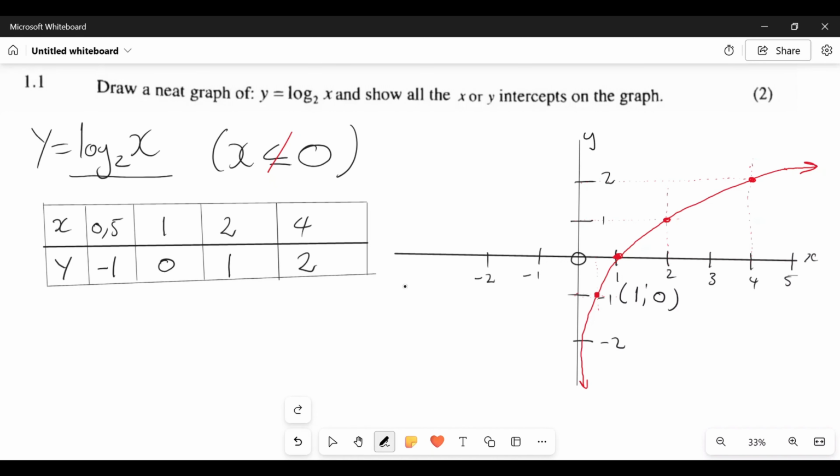I hope you guys managed to understand this one. You can also use a calculator, guys, to draw this, if you can use a calculator.